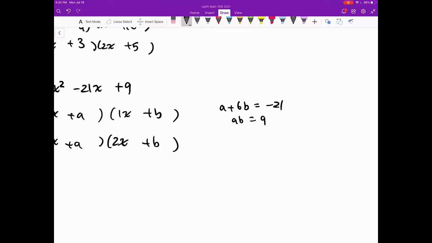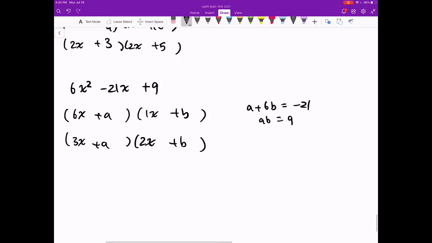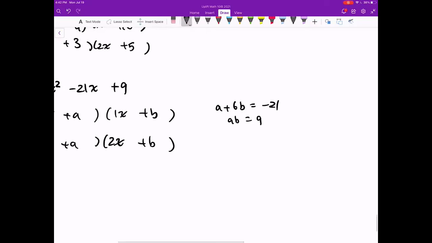Wait, what if you have -3 and -3? Oh yeah, okay, that works. So a is -3 and b is -3. Oh, smart.